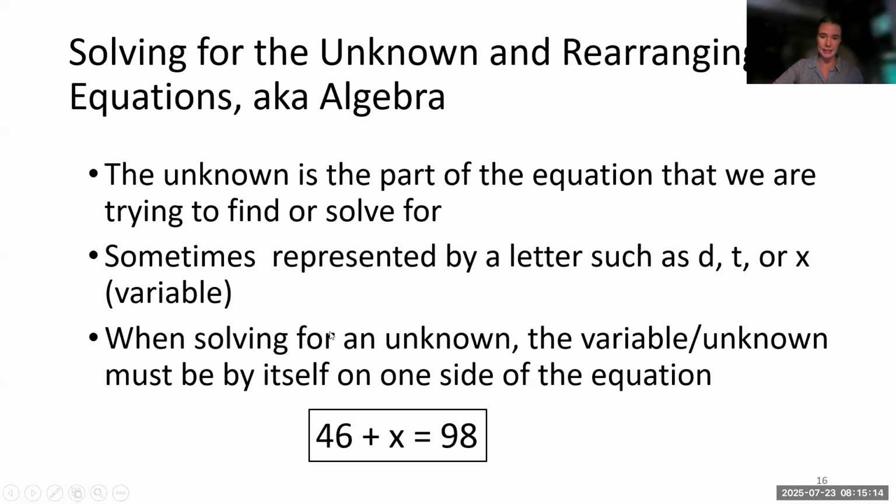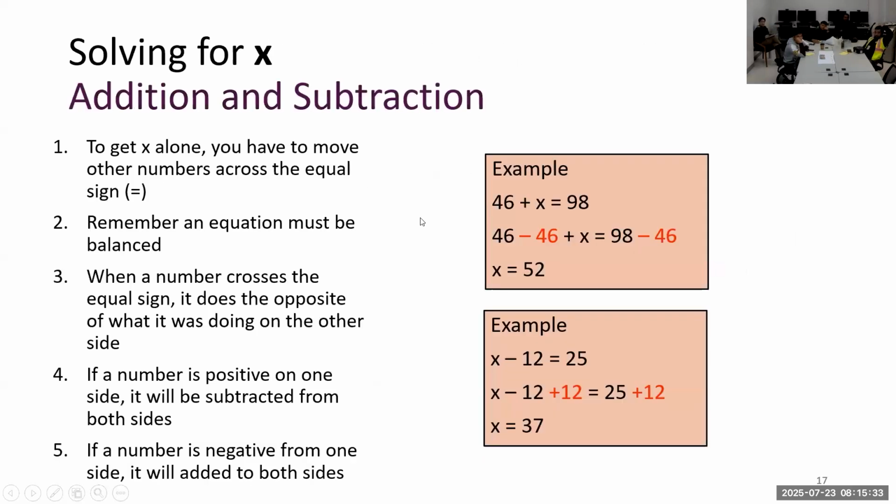In this case, the equation that you see at the bottom of the screen is 46 plus x equals 98. X is that unknown. We want to know what that equals, but how do we get that unknown by itself so that we can figure it out? In order to solve for x, we're going to have to get it alone, so we're going to have to isolate it on one side of our equation. To do that, we have to move other numbers across the equal sign.